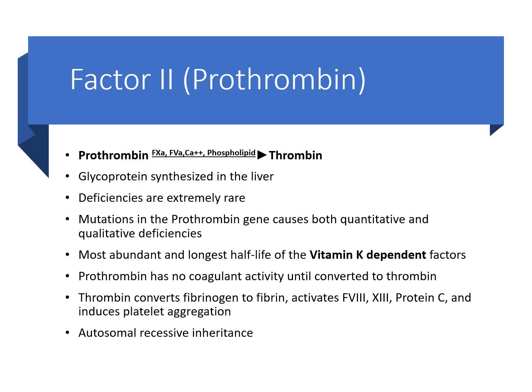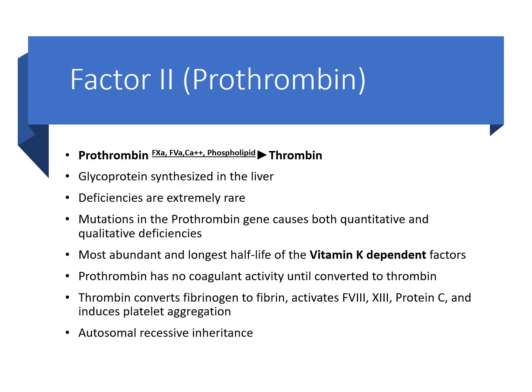Next, I'd like to talk about factor 2, otherwise known as prothrombin. Prothrombin is the precursor to thrombin, and it is converted to thrombin through the means of active factors 10, factor 5, calcium, and some phospholipid activity. It is a glycoprotein synthesized in the liver. Unfortunately, these deficiencies are extremely rare.